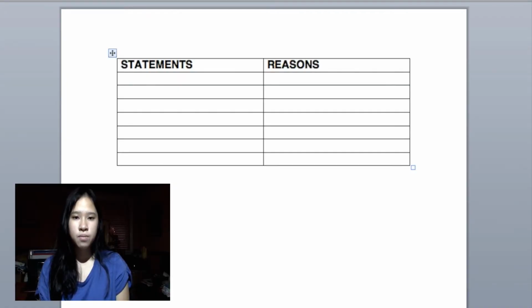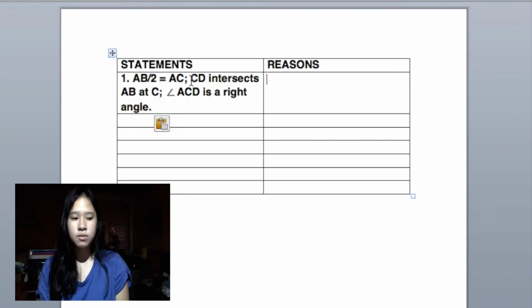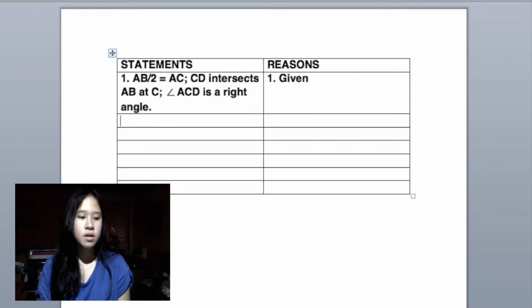Now that we have come up with something to work with, we can start our proof. We will be using the two-column proof. In the first column are our statements, and in the second column, the reason behind the statement we just put. So let's start. The first number will always be the given. So again, AB over 2 is equal to AC. Ray CD intersects AB at point C, and angle ACD is a right angle. The reason behind that is simply the given.